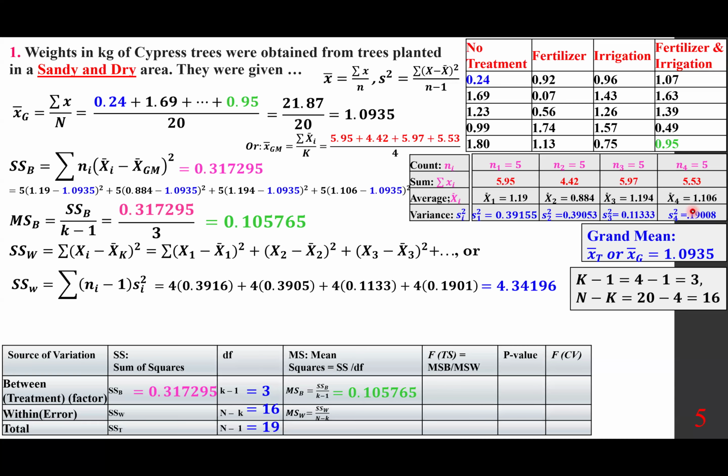And you can do it individually in this manner as well. So we are going to put this number here. SS total, you really don't need it, but SS total, just add these 2 numbers.